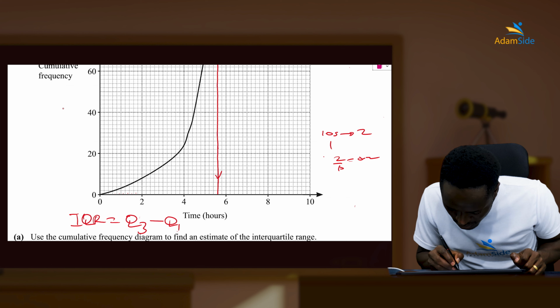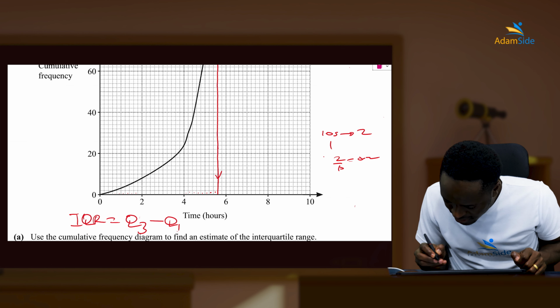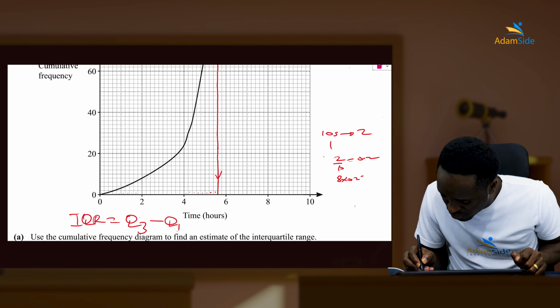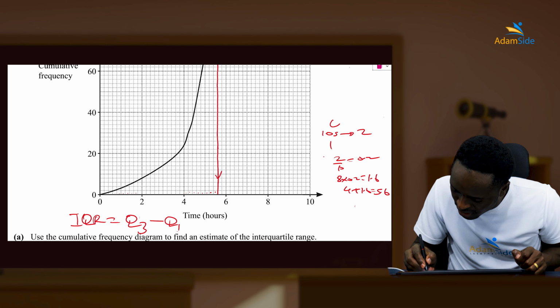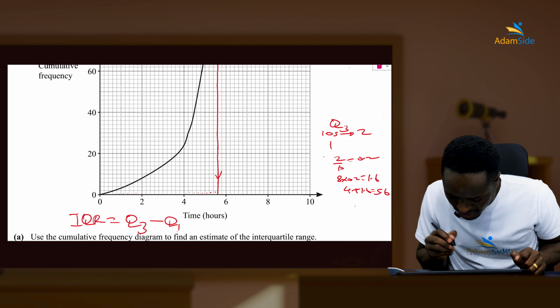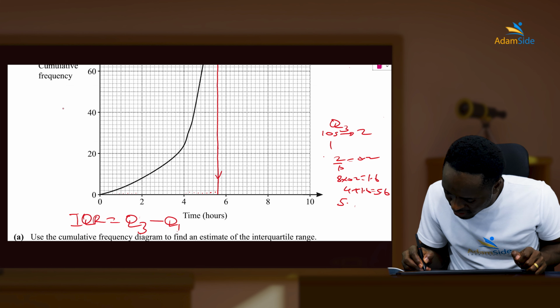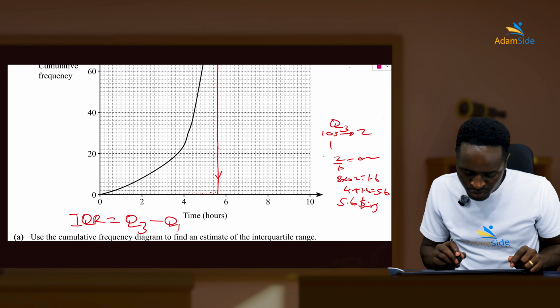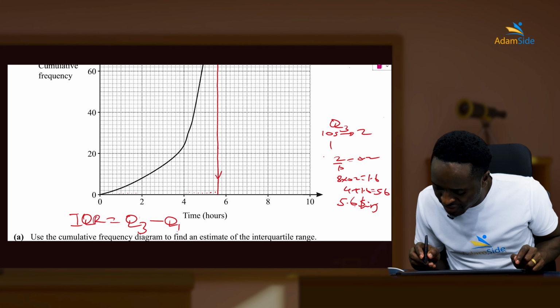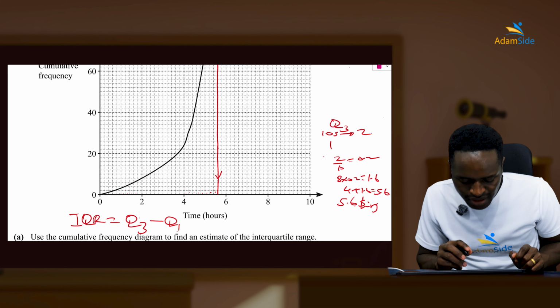So you count how many boxes we have: 1, 2, 3, 4, 5, 6, 7, 8. So 8 times 0.2 is 1.6. So 4 plus 1.6 is 5.6. So our Q3 is 5.6, which means 5.6 hours, because they say time in hours.